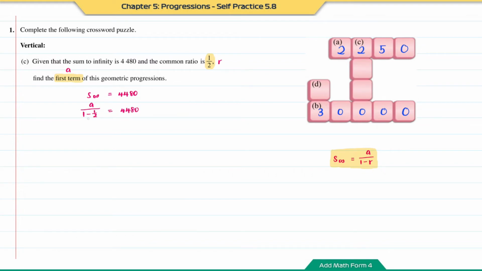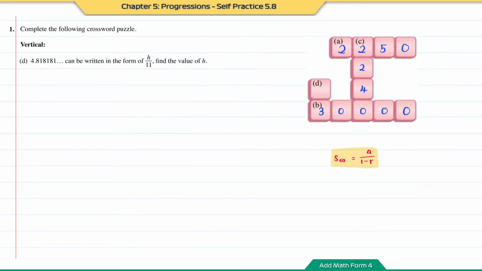The answer of this part, 1 minus 1 over 2, is 1 over 2. So move this 1 over 2 to the right hand side. It will be 4480 multiply 1 over 2. Therefore, the a will equal 2240. So for the vertical part C, it will be 2240.